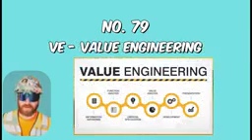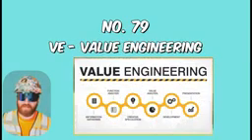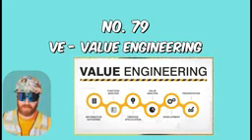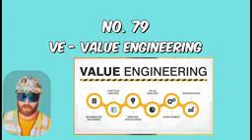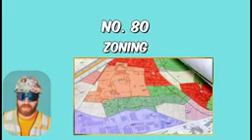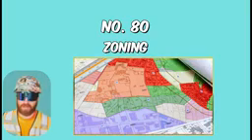VE, or value engineering. When a construction budget is too high, VE options can be proposed to help offset or reduce the budget. An example can be a material product that is cheaper than a specified material product. Zoning, local regulations that dictate how a property or areas of land can be used.